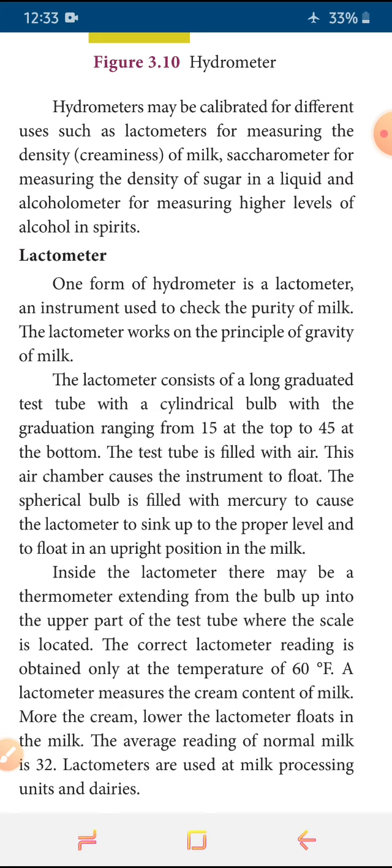Okay, some lactometers are inbuilt with a thermometer. At a particular temperature, for example 60 degrees Fahrenheit, we can find out the purity of that milk, and also the cream content of the milk can be calculated using that lactometer. So this lactometer, the device, is used to check the purity of the milk.